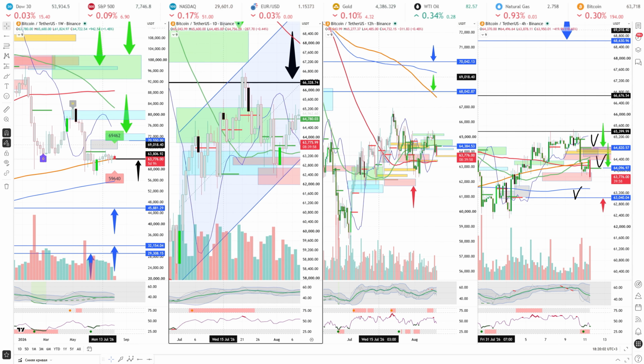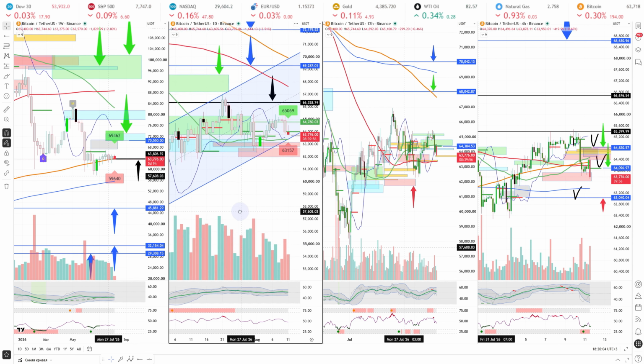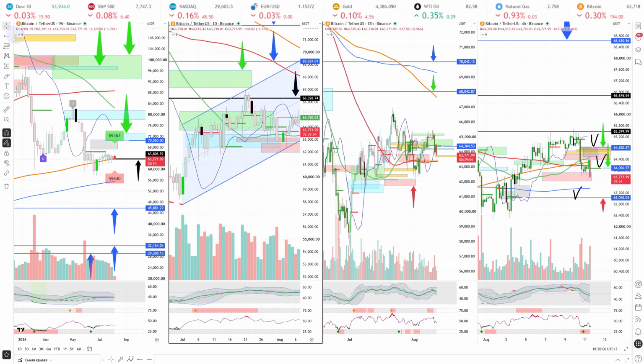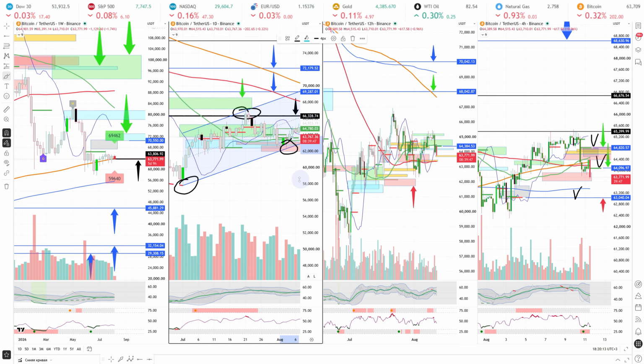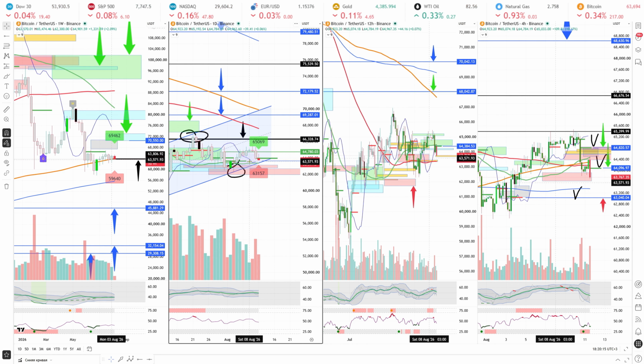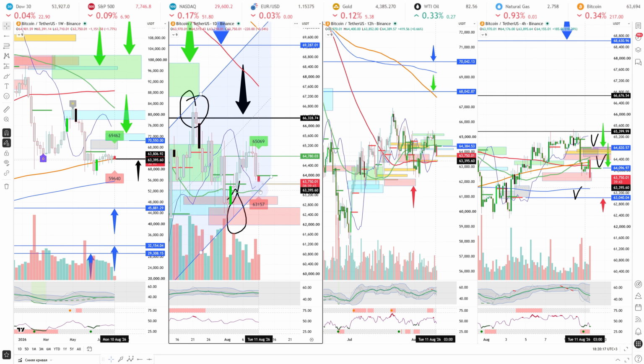And here too is a rather interesting thing. Look, we have a channel drawn here. The channel is drawn based on these points. Look, 1 point, 2 points, 3 points, right? Well, as it should be. An ascending channel, all that stuff. And right now we might test the lower boundary of the channel.